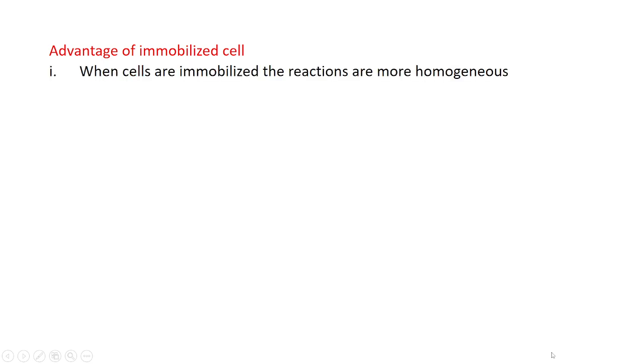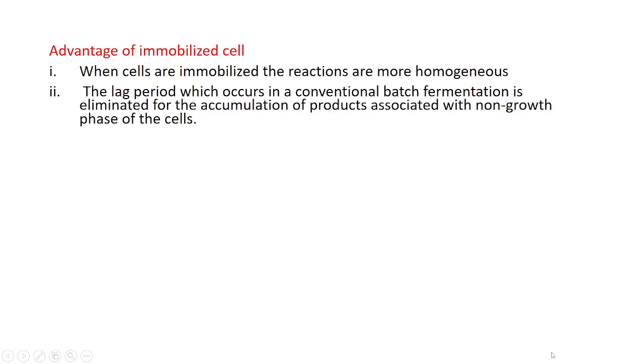So what are the advantages of immobilized cells? We have seen the two main techniques for immobilizing cells. Why immobilization of cells? What are the advantages? When the cells are immobilized, the reaction is more homogeneous than using free cells in a bioreactor. The lag period which occurs in a batch fermentation is eliminated, and the accumulation of product is associated with the non-growth phase of the cell.